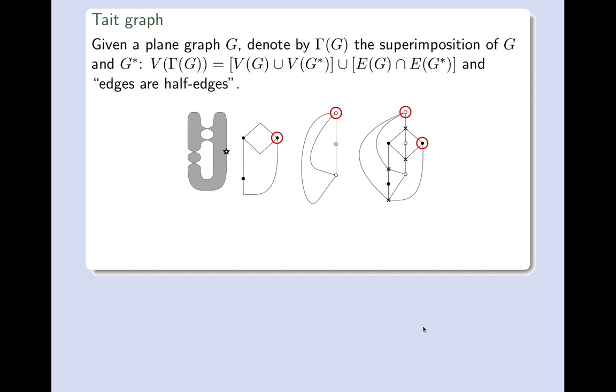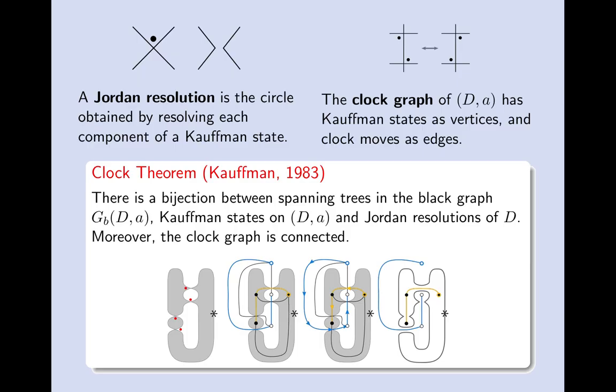Let me go on with another classical construction. Oh, sorry, I forgot to mention the second part of the clock theorem. This is that the clock graph, so this graph constructed from Kauffman states and clock moves, is in fact connected, which again implies that basically if we have a fixed marked projection, we can get from any Kauffman state to any other just by performing a finite number of these local clock moves.